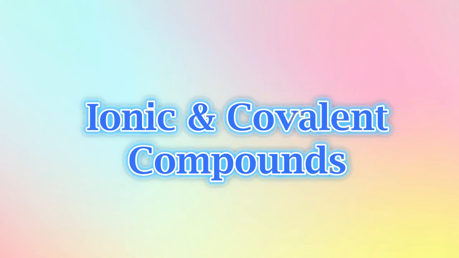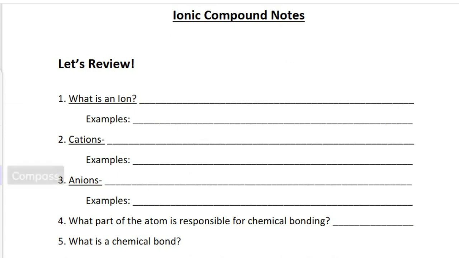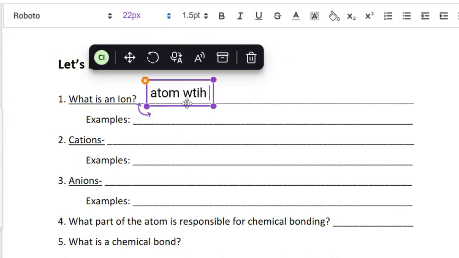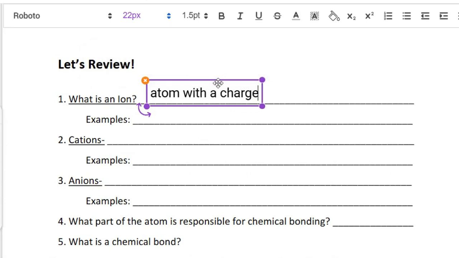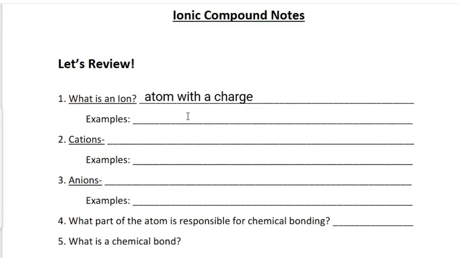We are going to talk about ionic compounds and covalent compounds. So if we take a look at the ionic compound notes, we're going to review here at the top. An ion, if you remember, is an atom with a charge. We've been talking about valence electrons, which are the electrons in the outermost energy level. And these valence electrons are what allows these elements to bond and to make these chemical compounds.